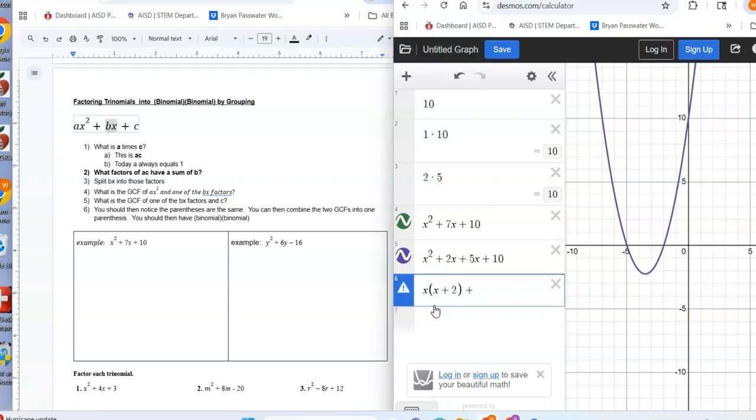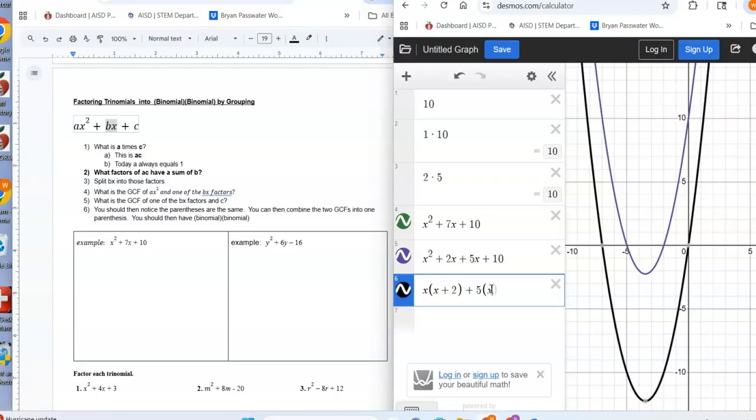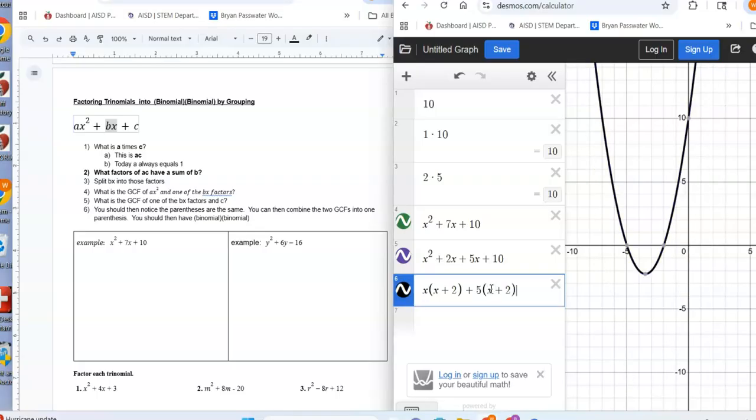Plus, the greatest common factor of 5x and 10 is 5. That's literally the only thing that's divisible by both of them. 5x divided by 5 is x, and 10 divided by 5 is 2. Okay, you should then notice the parentheses are the same. Notice they both say x plus 2.